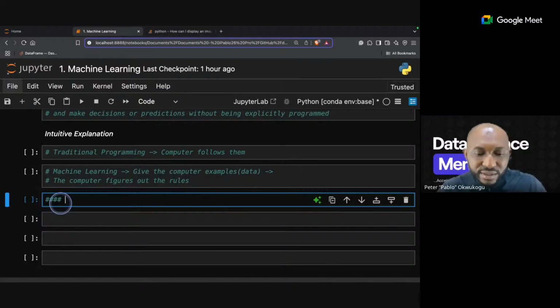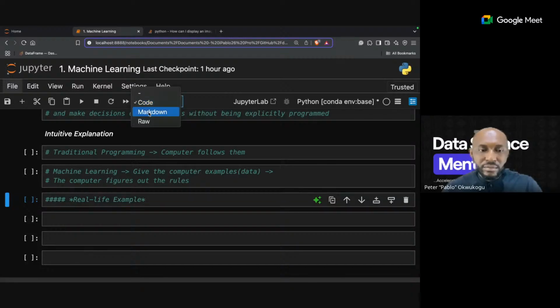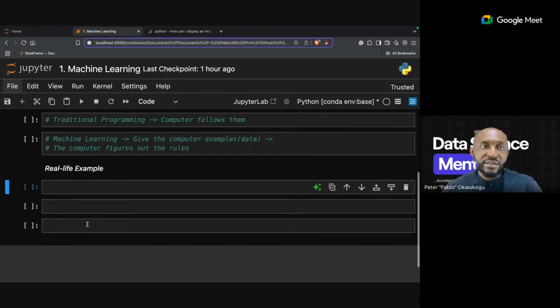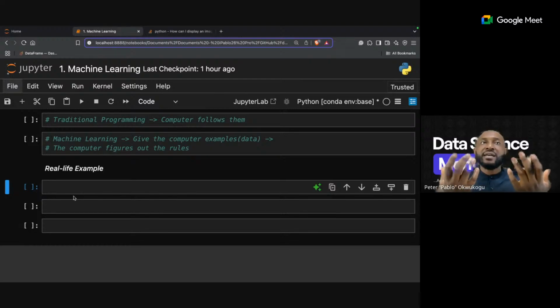So here I'm going to call this real life example, right? So we look at a real life example. Say you want to teach a computer to identify apples and bananas. Again, you would have seen a lot of these things if you've watched YouTube videos. You want a computer to identify apples and bananas, right?